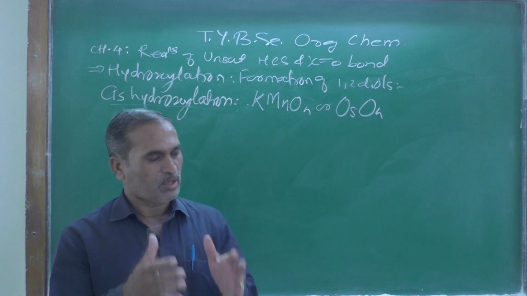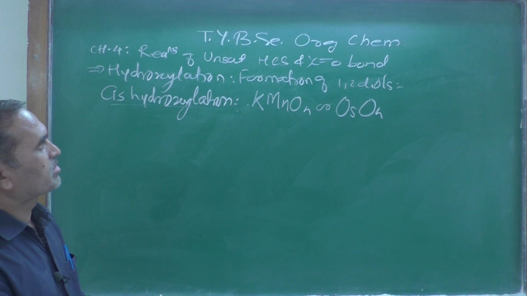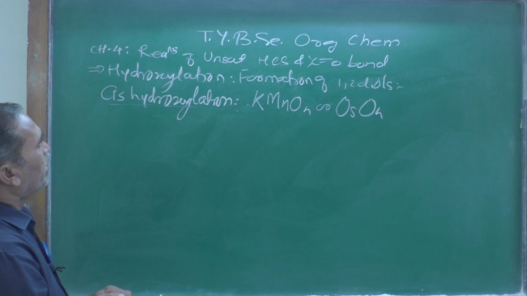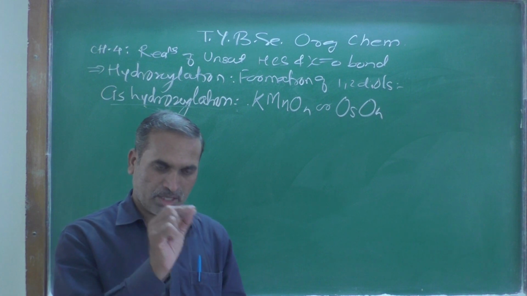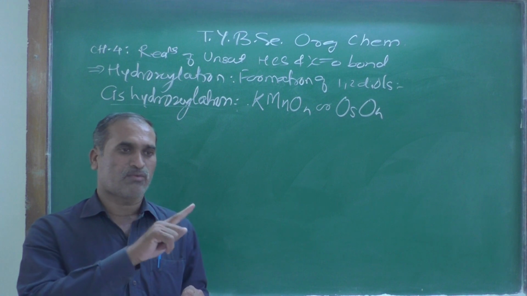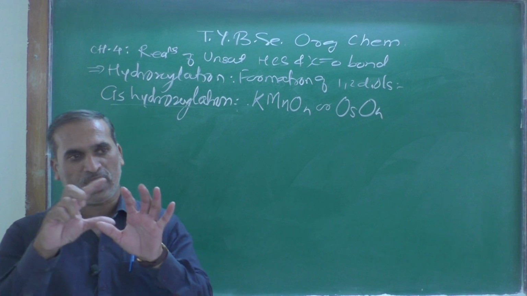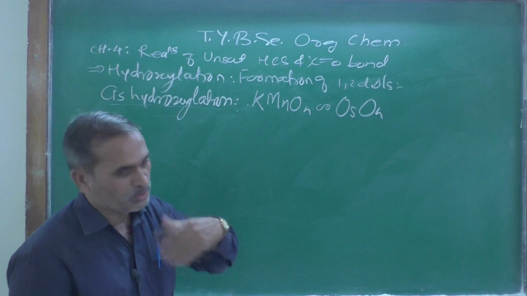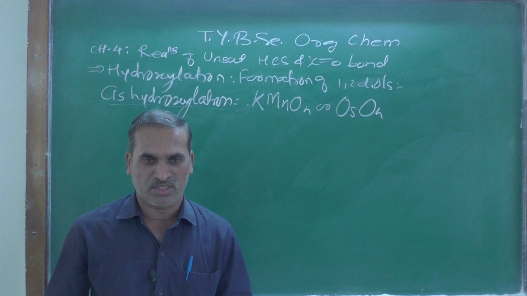What are we going to discuss today? We are going to discuss hydroxylation, the formation of 1,2-diols. The relative position 1,2 clearly indicates that at the 1 and 2 positions there is a hydroxy group, meaning an OH group. That type of organic species is called a diol: 1,2-diols, 1,3-diols, 1,4-diols. Those types of positions are present.